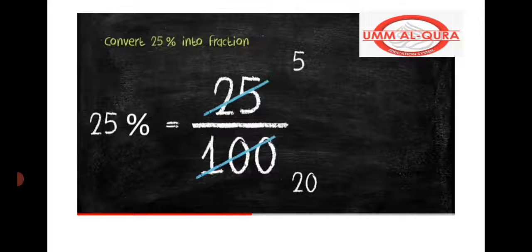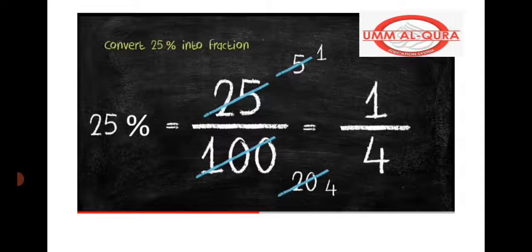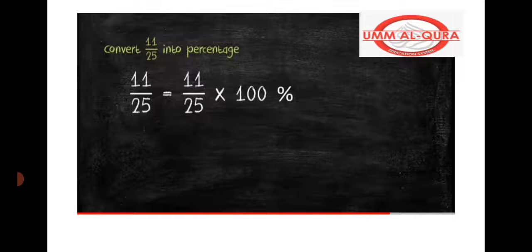25 divided by 5: 5 5s are 25, and we will divide 100 by 5. Our answer is 20. Because 5 and 20 are also divisible by 5, we will divide again. 5 1s are 5 and 5 4s are 20. Our answer is 1 by 4. Now here we have another example.